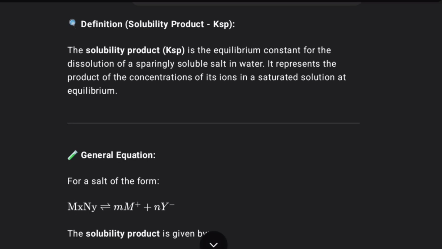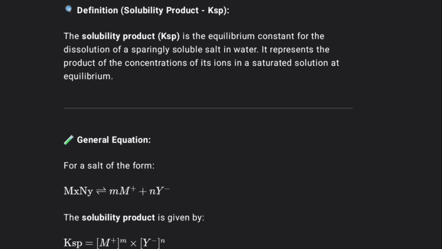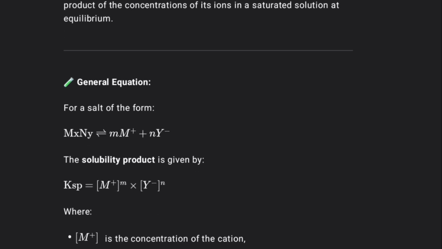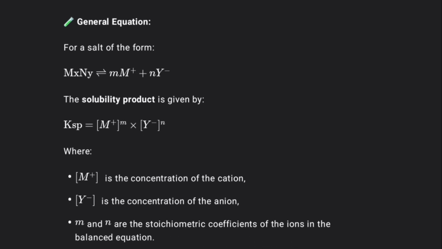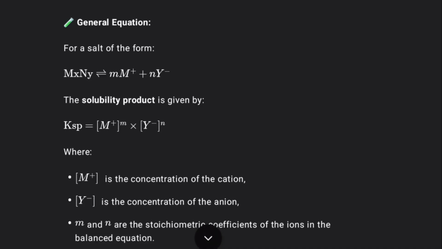Definition: the solubility product Ksp is the equilibrium constant for the dissolution of a sparingly soluble salt in water. It represents the product of the concentrations of its ions in a saturated solution at equilibrium. General equation, for a salt of the form MmXn, which dissociates into m M n plus and n X m minus.